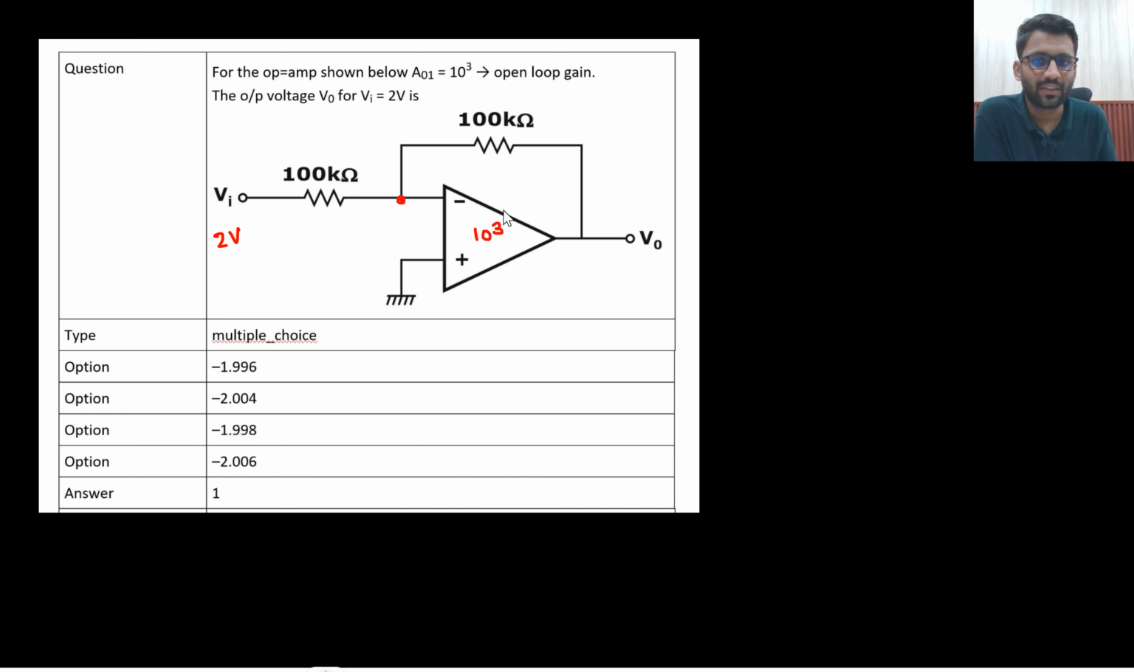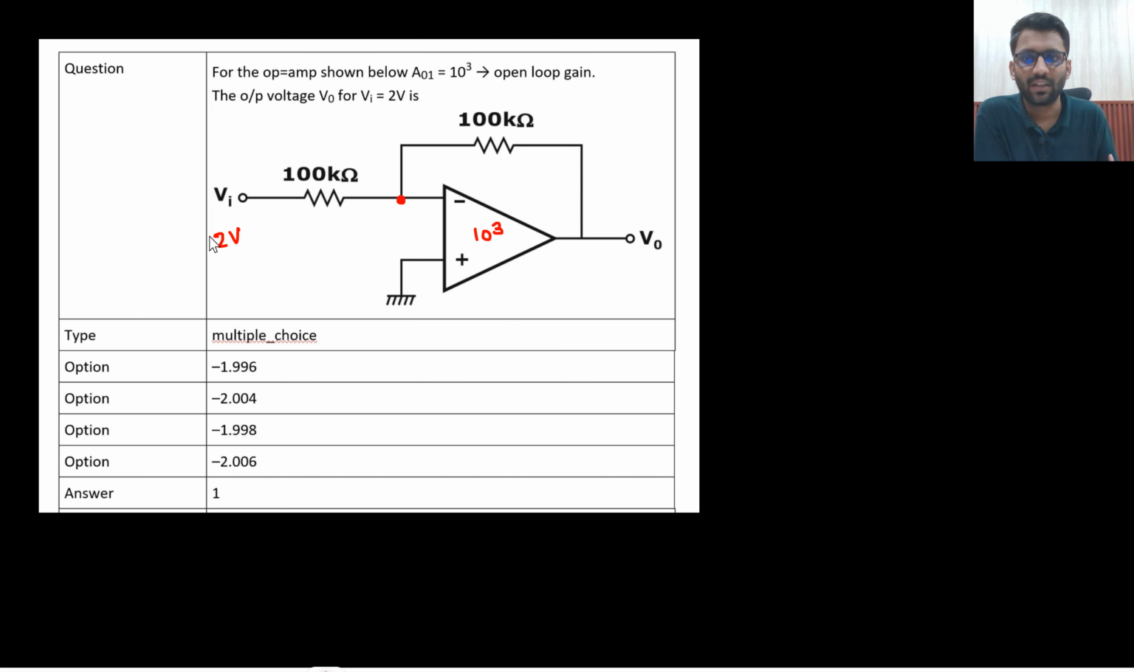First you need to find this potential, because since the op-amp is not ideal, this node will not be 0. Virtual short will not be valid here. So first we need to find this potential. How will you find it? It is (Vin into 100 plus V naught into 100) divided by (100 plus 100), that is, (V1 into R1 plus V2 into R2) divided by R1 plus R2.